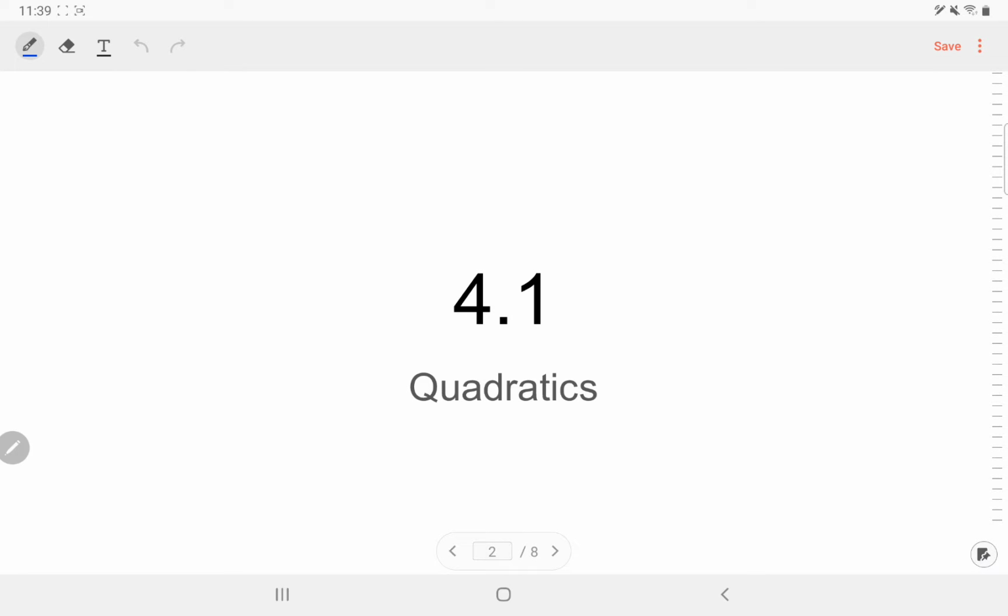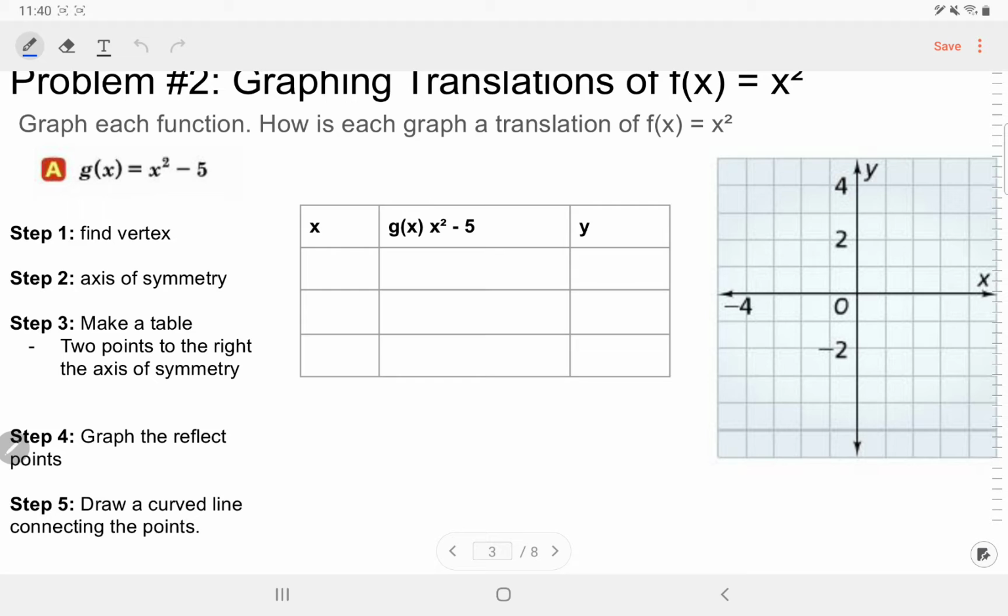Right now I'm going to go over how to graph and also analyze quadratic equations that are in vertex form. So what we're going to do first is look at this equation here. We have this function of g of x is equal to x squared minus 5.